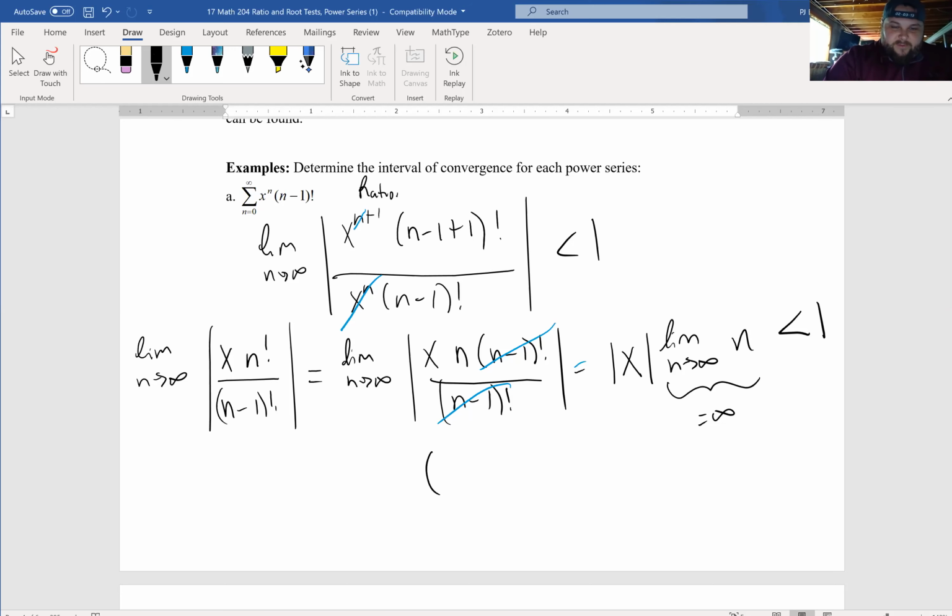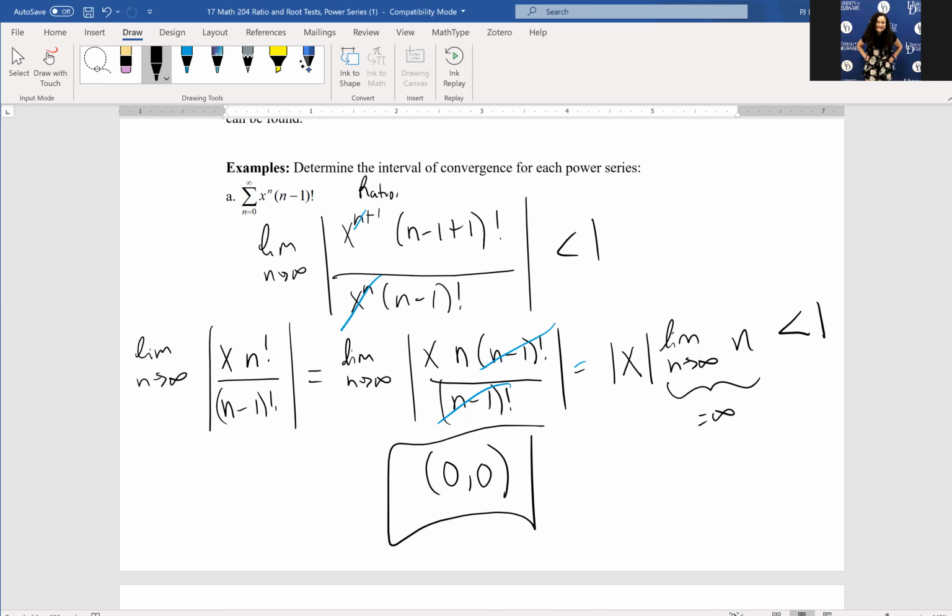So that's why I said this one's really weird. It's that. So does that say that the interval of convergence is from 0 to? What does that exactly mean in context? It's saying that the only value of x that works is 0.